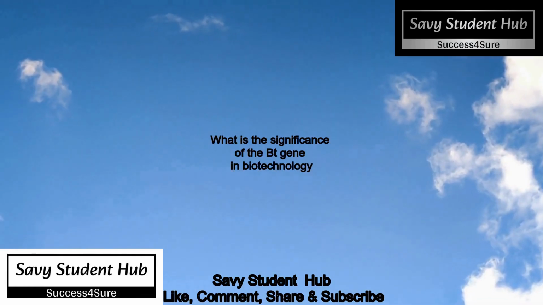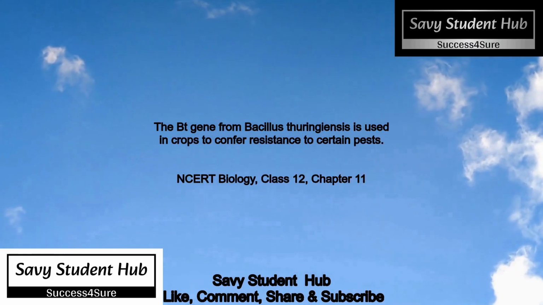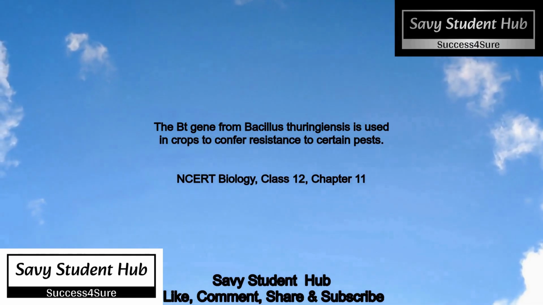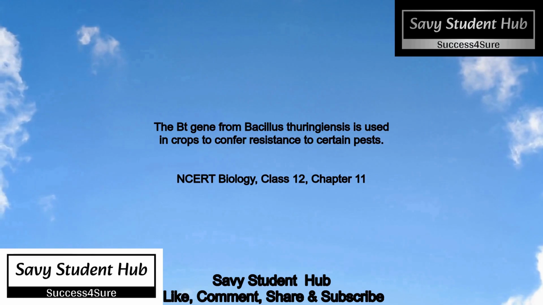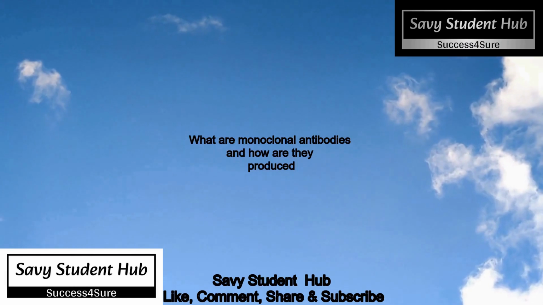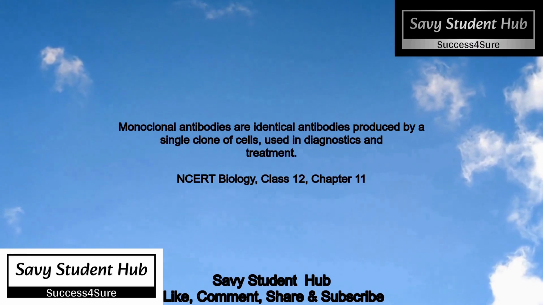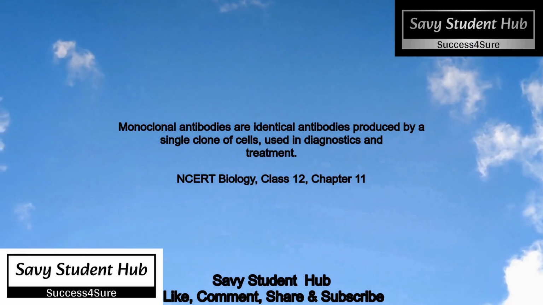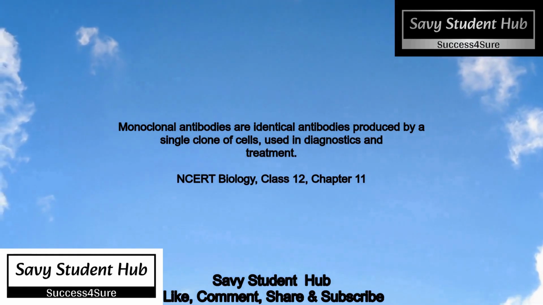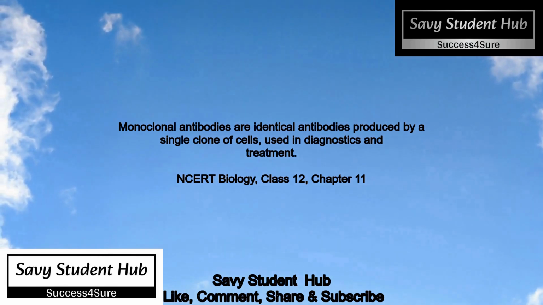What is the significance of the Bt gene in biotechnology? The Bt gene from Bacillus thuringiensis is used in crops to confer resistance to certain pests. What are monoclonal antibodies and how are they produced? Monoclonal antibodies are identical antibodies produced by a single clone of cells, used in diagnostics and treatment.